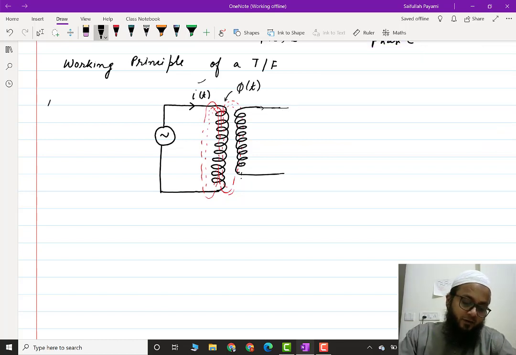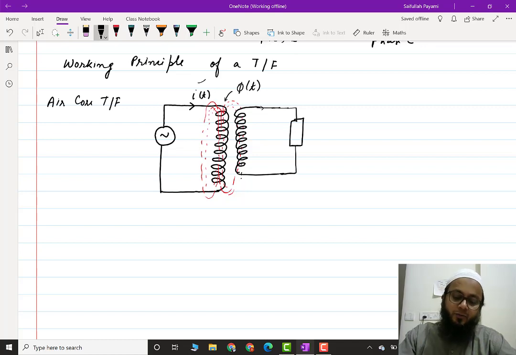Okay, so this is an air core transformer. I can say that there is no medium, only air is there. So this is an air core transformer. And let's say if we connect some load here, so based on the induced EMF here and the load impedance, some current would be drawn from there. Okay, so this is an air core transformer.